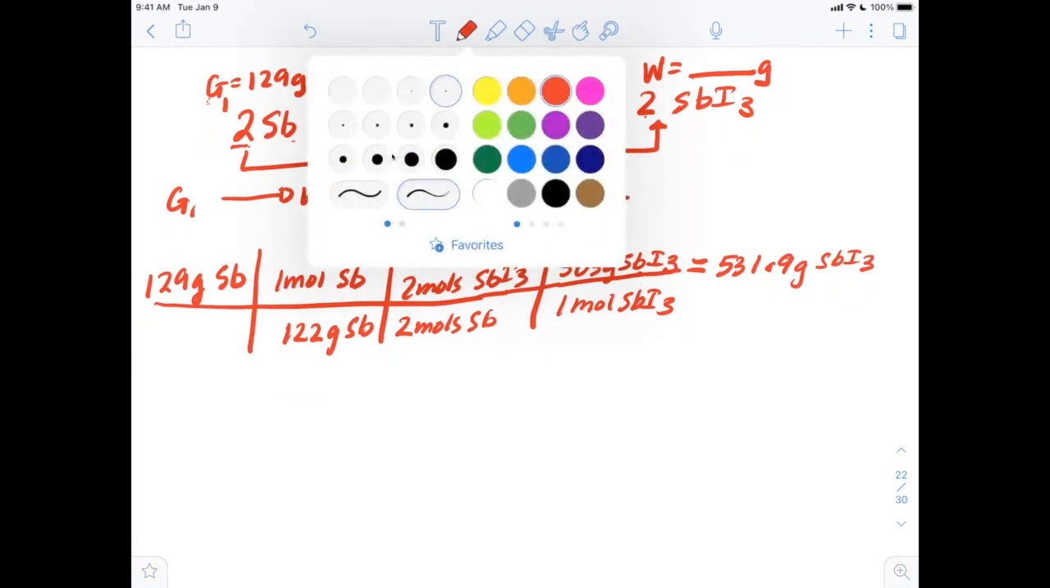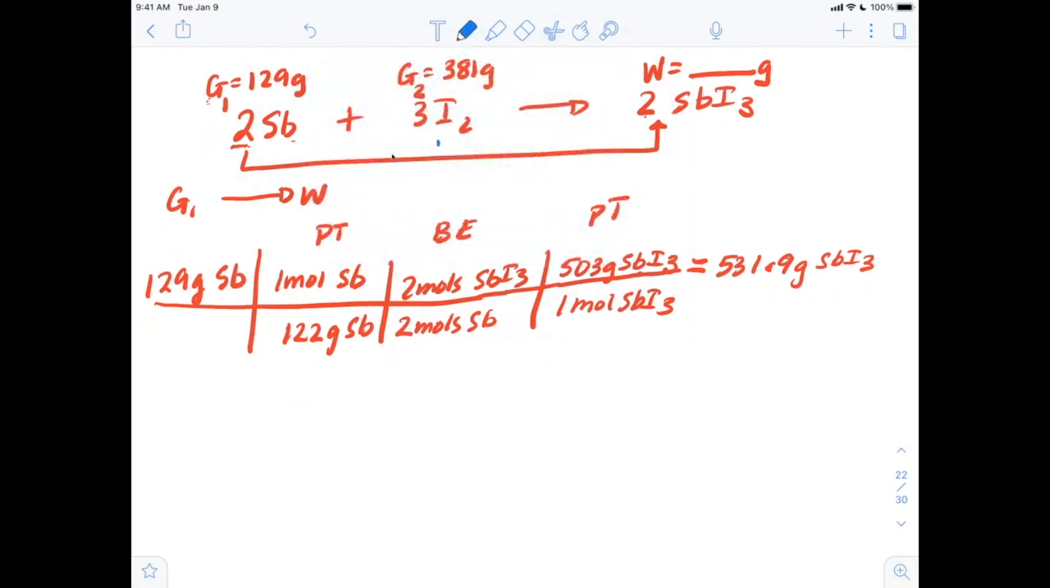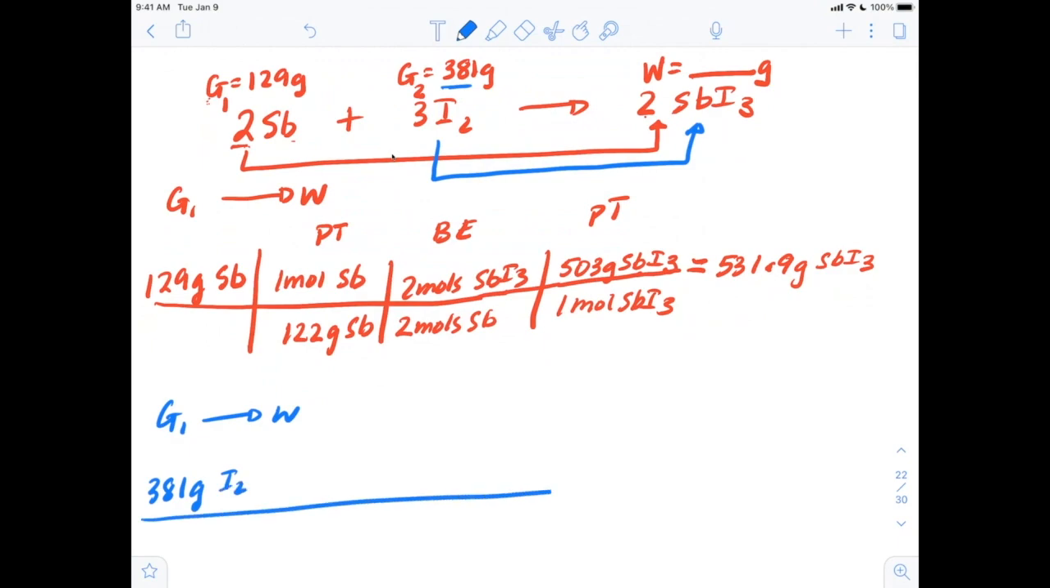Next. Let me do blue. I'll do a blue pathway this time because I have more time to think. The second one, we're doing the blue pathway. The blue pathway takes us from given 2 to wanted. We're going from iodine to antimony 3 iodide. So I have to start with this number right here, which is going to be 381 grams of I2.